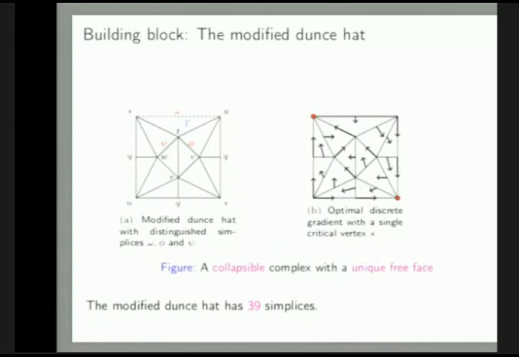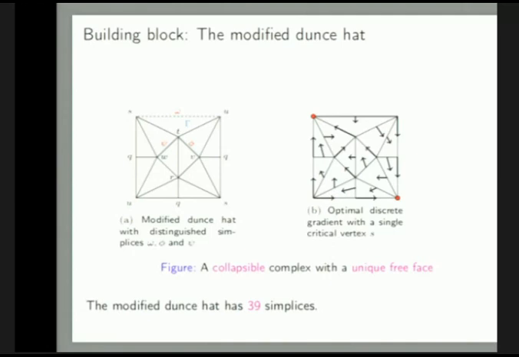This is the so-called modified dunce hat. If you can see here, the only simplex that is free is omega on the top. Everything else is not: SQ is identified to SQ here, QU is identified to QU here and QU there. So none of those are free, and the internal ones are also not free. The only one that's free is omega. So it's like a dunce hat, but not quite.